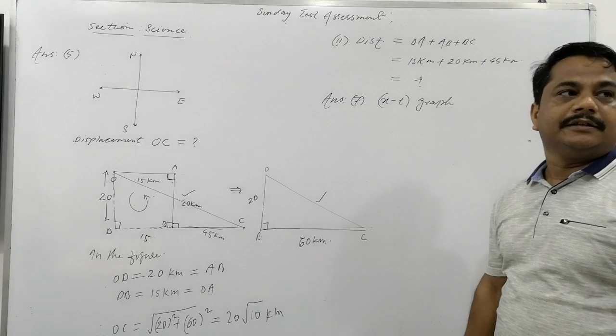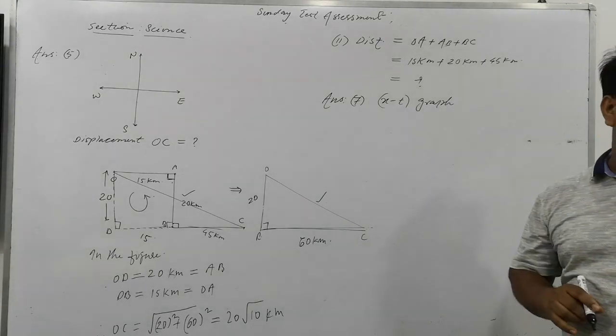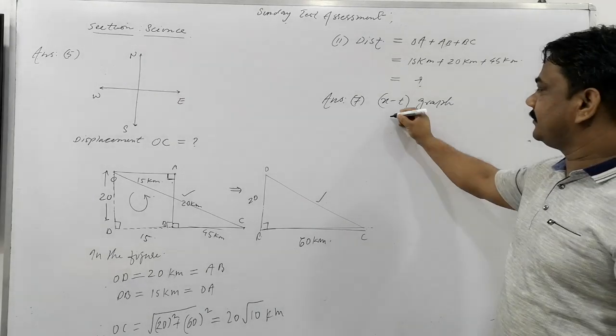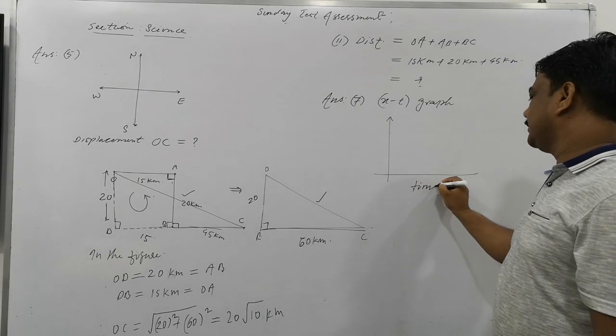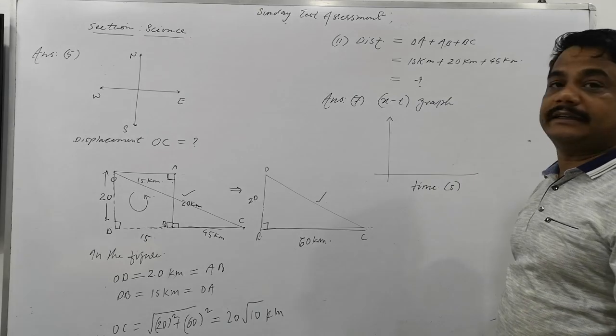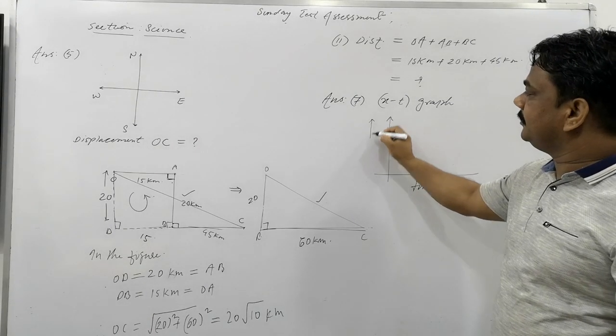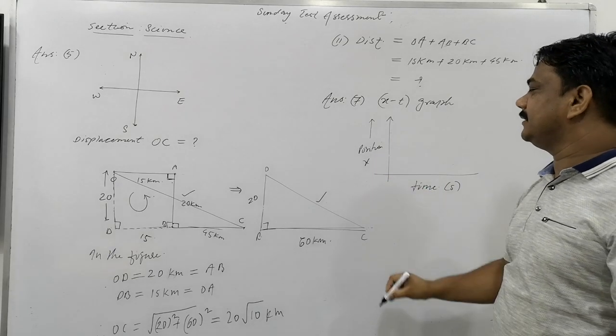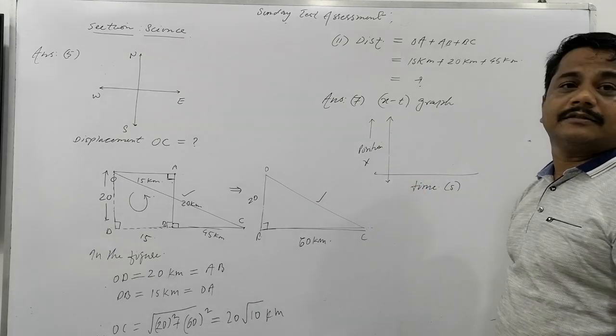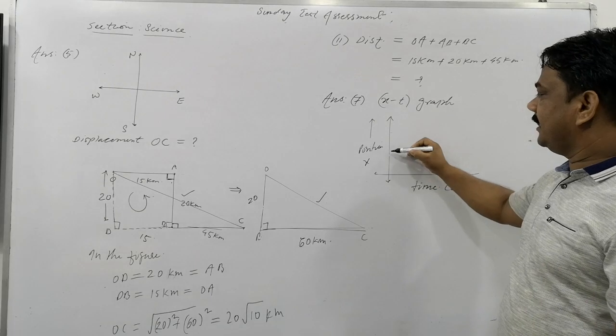The x-t graph. Do you know the x-t graph? It is the position-time graph. I'm telling how to draw the x-t graph. Here is the time axis. Time can be taken in seconds, and here is the position axis. Position is to be taken as x. Is that clear or not? So I will explain this.